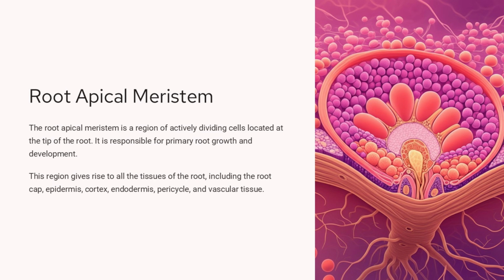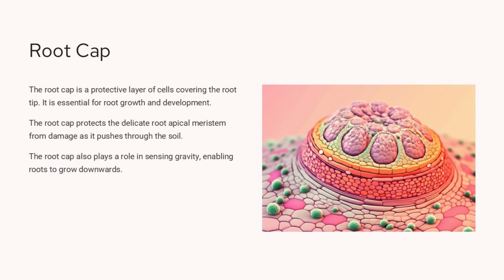the environment. The root cap is a crucial protective layer at the tip of the root. It shields the delicate root apical meristem as the root pushes through the soil. The root cap also helps the root sense gravity, allowing it to grow downwards. This image shows a close-up, detailed microscopic view of the root cap structure and cell layers. Understanding the function and anatomy of the root cap is important for plant growth and development.